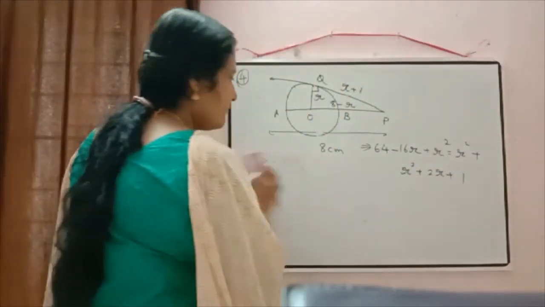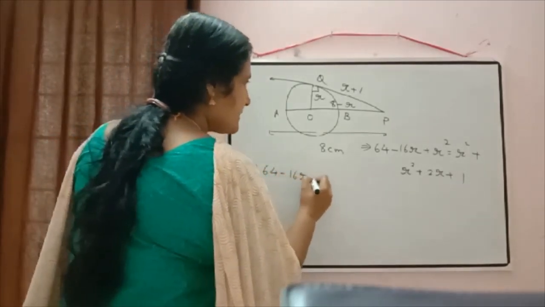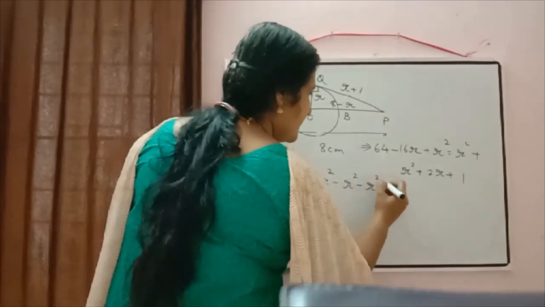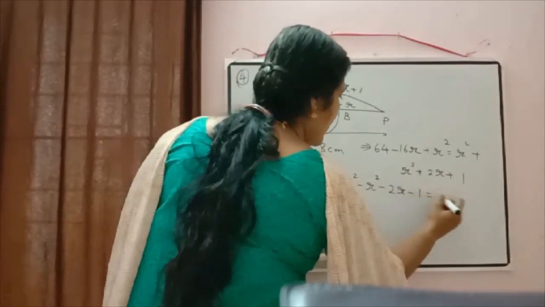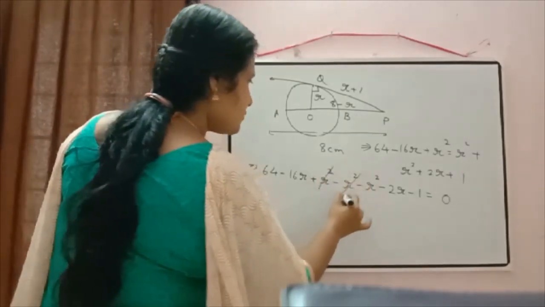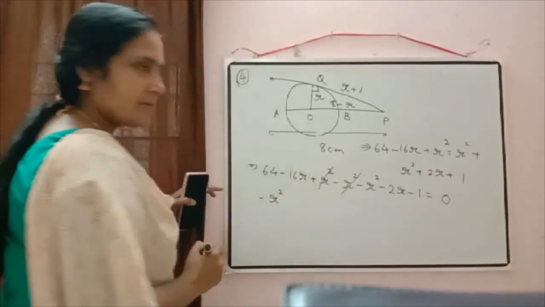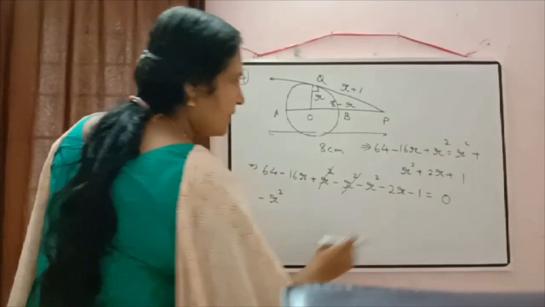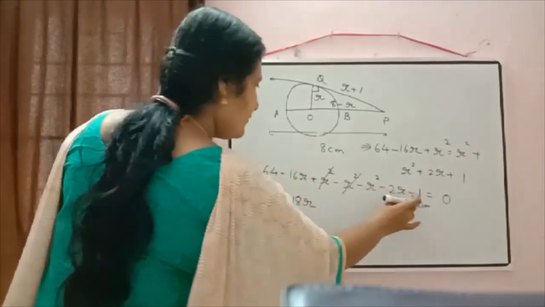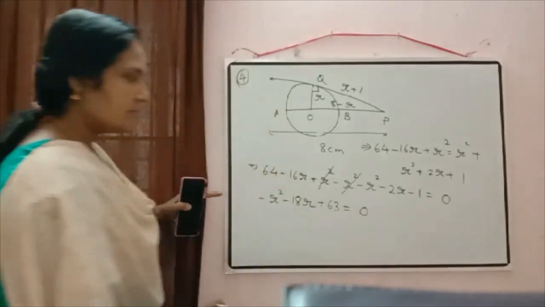Now what can we do? We can shift all the expression to one side. So it will be 64 minus 16r plus r square minus r square minus r square minus 2r minus 1 is equal to 0. Now check, anything will get cancelled here. Yes, these two get cancelled. We are getting minus r square, then minus 16r minus 2r equals minus 18r, and then 64 minus 1 is plus 63, equal to 0.